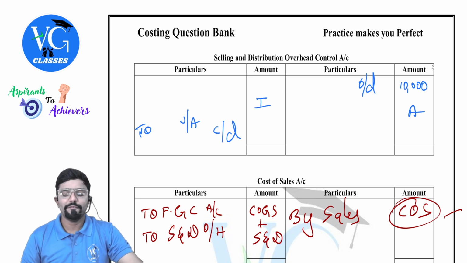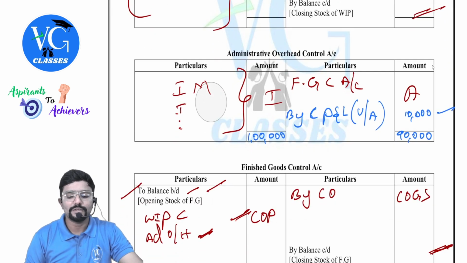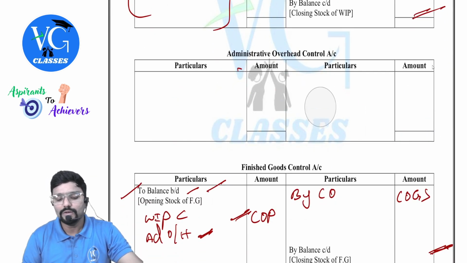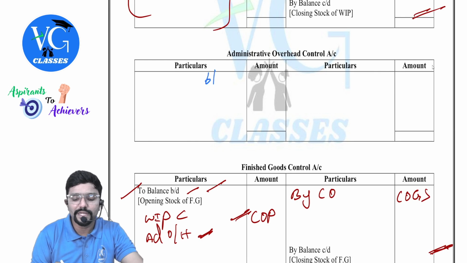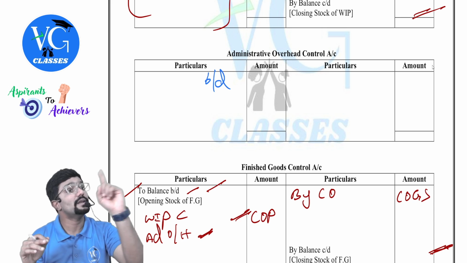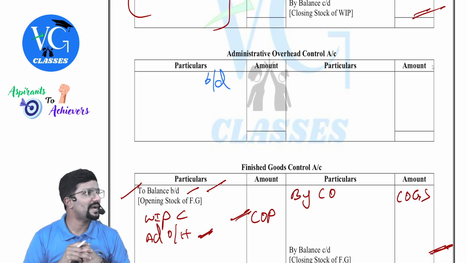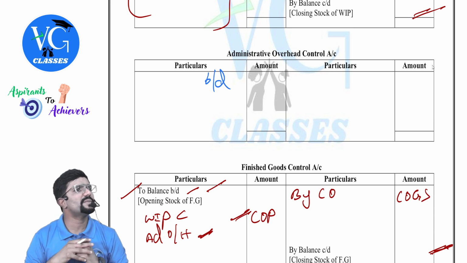Same way, guys, listen here. Take the administrative overhead control account. They started with an opening balance on the debit side, sir. What does it mean? Under absorption. In the current period or last period? Last period. Did they transfer it to costing P&L account? No, sir. So that is why we have a balance. You also follow the same trend.